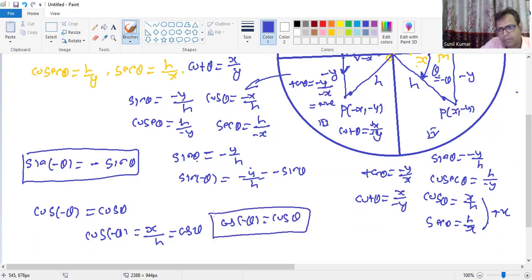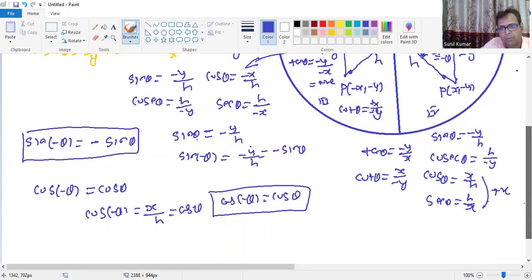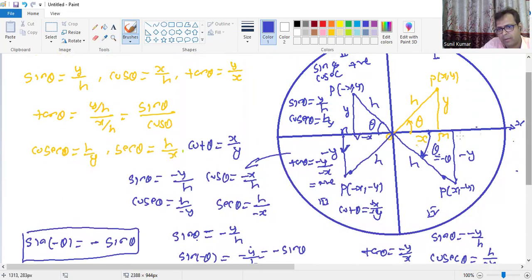Basically, this coordinate system is very important for finding other values also, like sine of pi plus theta, cos of pi plus theta, pi minus theta, sine of pi minus theta, 2 pi minus theta. All these you can find based on this. So we use the concept here. Suppose we have the second quadrant, and we consider this point. If this angle is theta, then this angle we can write as pi minus theta.